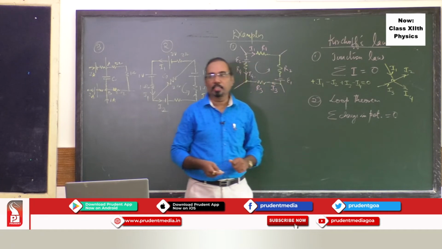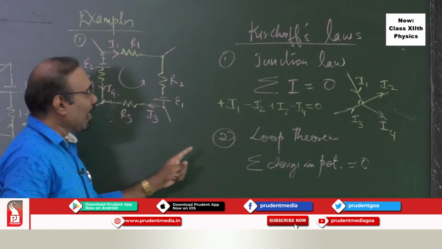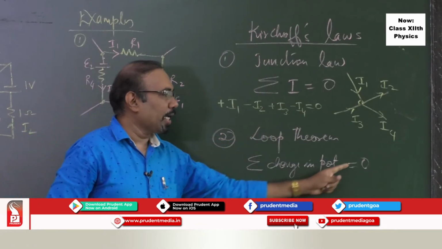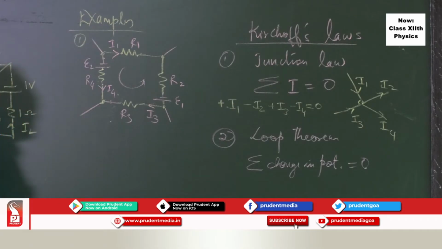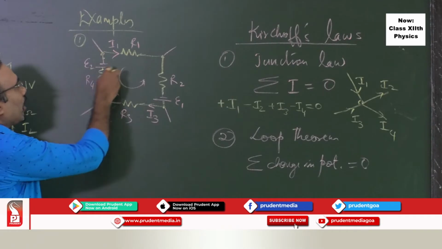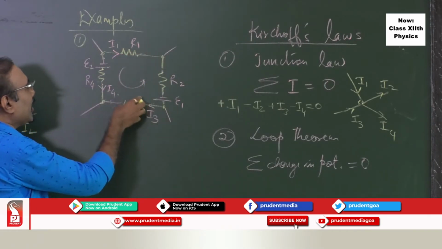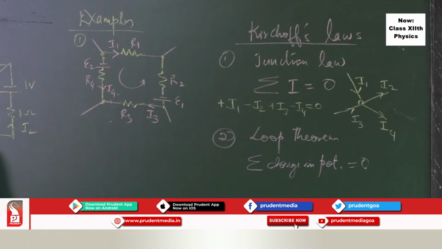What is the next law? The next law is the loop theorem. What is this loop theorem? The algebraic sum of the change in potential along a closed loop is 0. What does this mean? These are the various elements. If you find the potential drop across each element and add them up, it will amount to 0. But there is a sign convention involved in this.